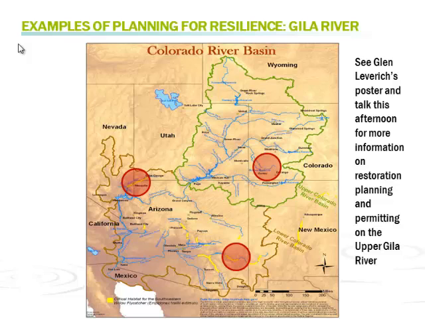And then just the third example, which I won't go into, is on the upper Gila River. We're currently engaged with the Gila Watershed Partnership on that project. Funding has been provided by the Walton Foundation, which also provided most of the funding for the initial phase of the Virgin River work. If you're interested in this, talk to me or Glenn later, or look at Glenn's poster out there and catch his talk this afternoon for more information on where that project is and how restoration planning fits into the permitting issues.